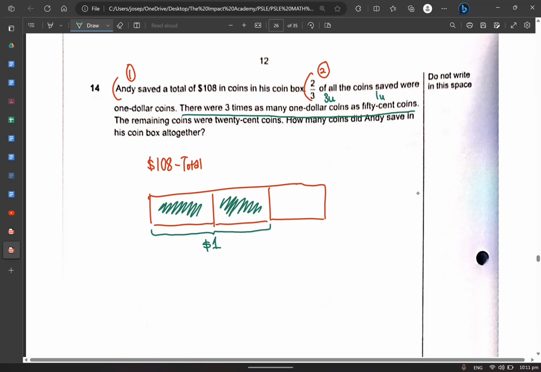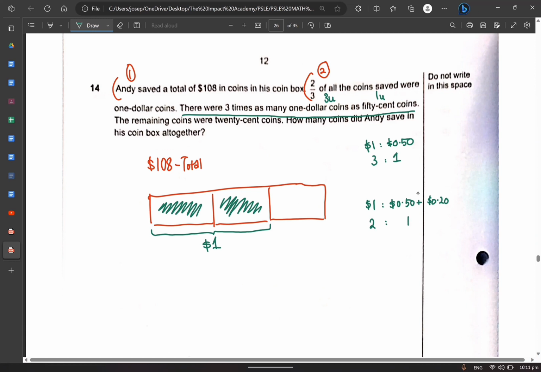So we can express it in ratio form. $1 is to 50 cents will be 3:1. Now, but do you remember just now it says that 2/3 of all the coins saved were $1. So if I were to write that out, I would say that $1 will be 2. All right, and the rest will then be 50 cents plus 20 cents. All right, when I do that, I realize that this is 1 unit.